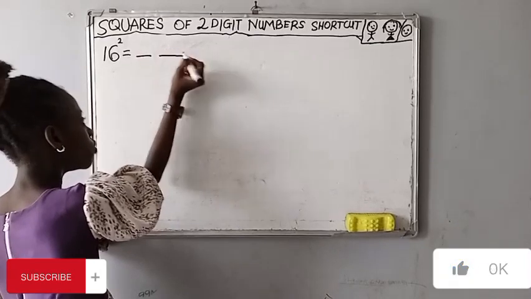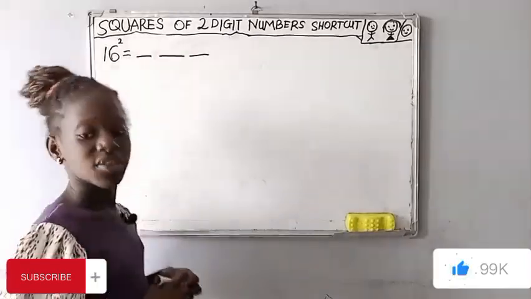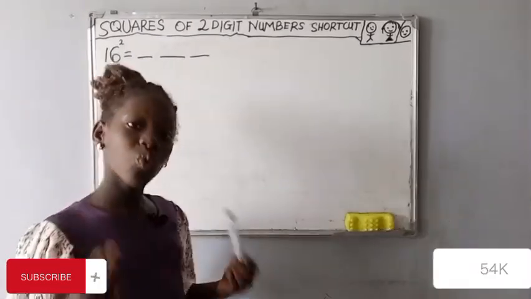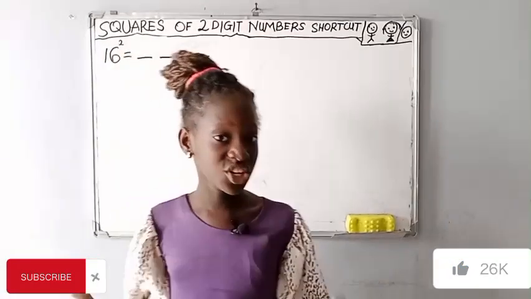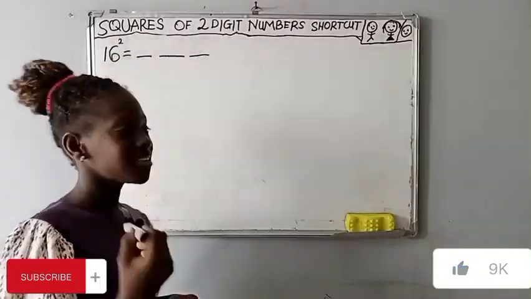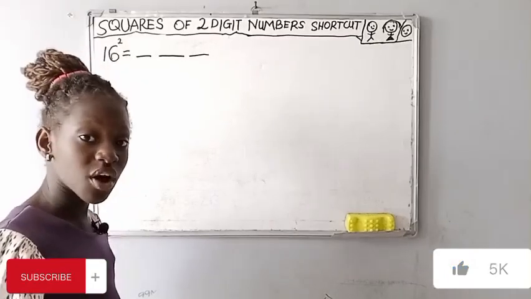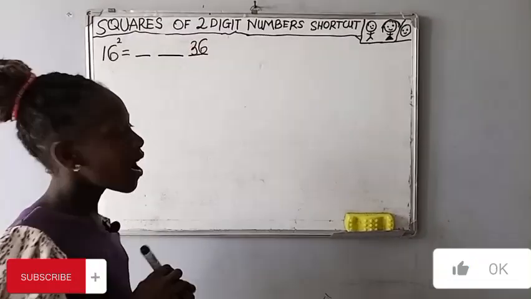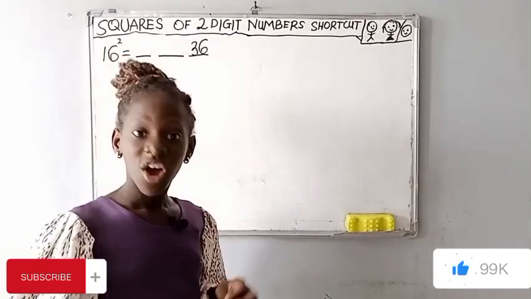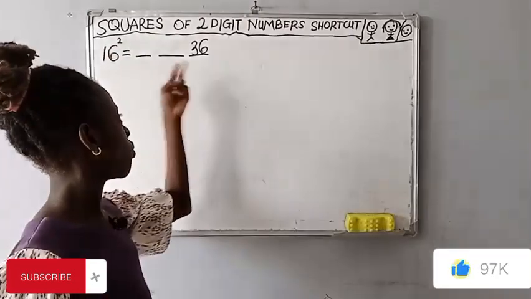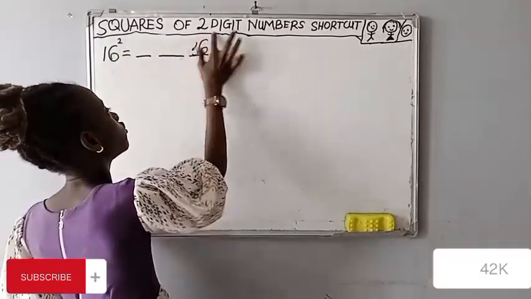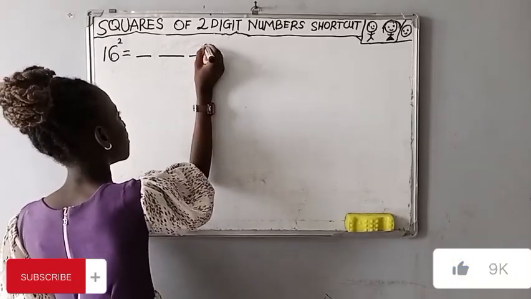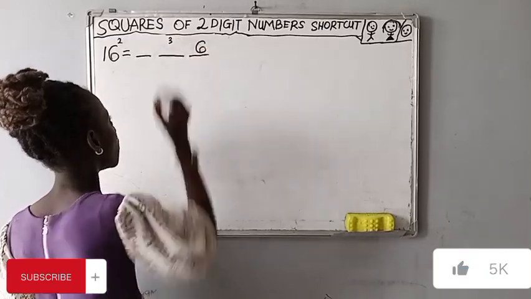Now, to get the number on this last dash, you find the square of the last digit of the original number. The last digit is 6, so 6 squared is what? 36. Now comes the process of carryover. I hope you know that two numbers can't stay in one place. So we have to write the 6 and then carry 3 over.